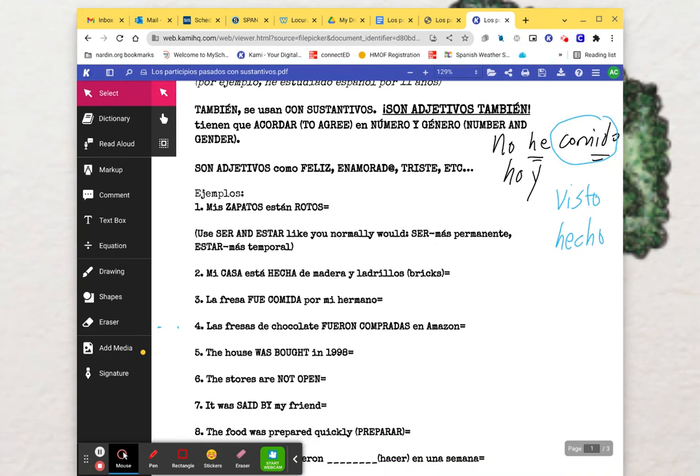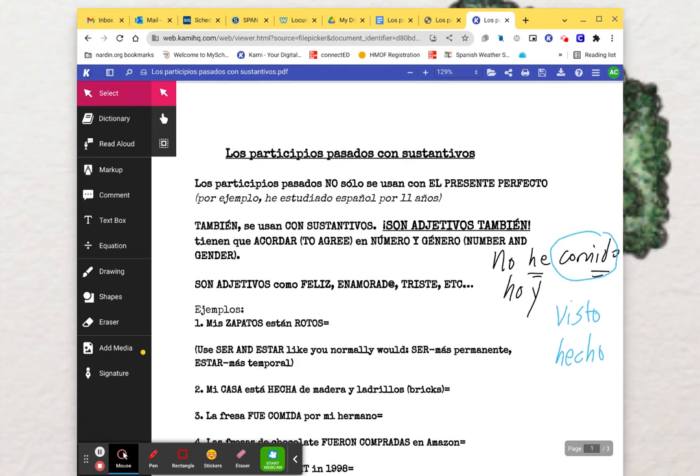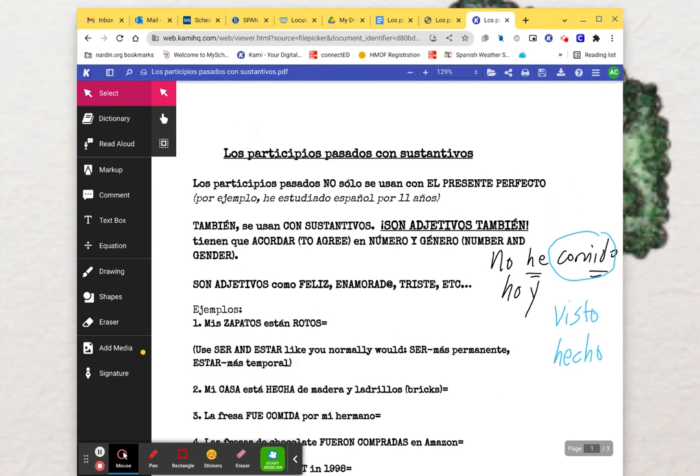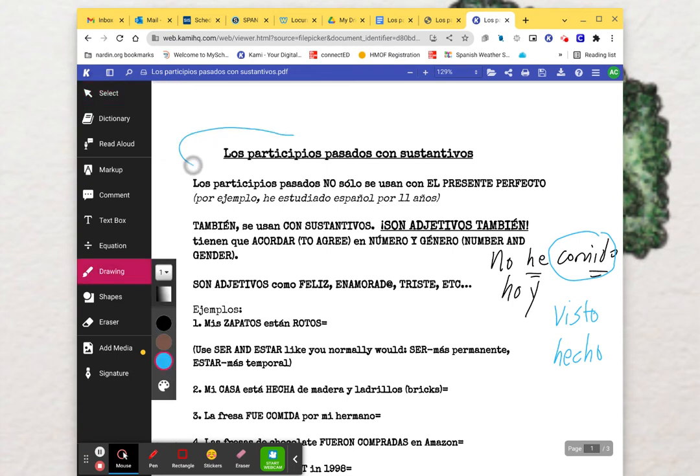For example, for this one, we have mis zapatos están rotos. So if you want to try to think about the translation for that, the first thing you need to do is go to the front of the class. There should be a stack of papers, and it's called Los Participios Pasados con Sustantivos. Grab one of those, please. That's your note sheet. You can pause this video and just grab that sheet. It's in the front of the room. There should be a stack of papers on the desk in the front. So pause this video and then come back.